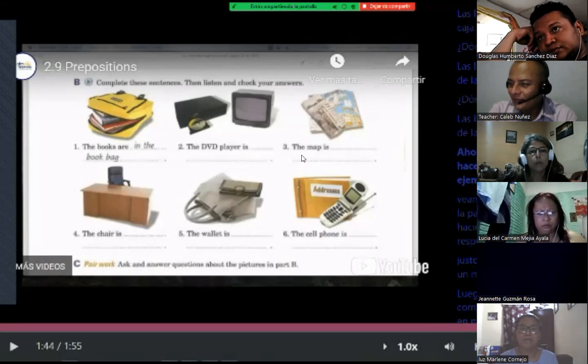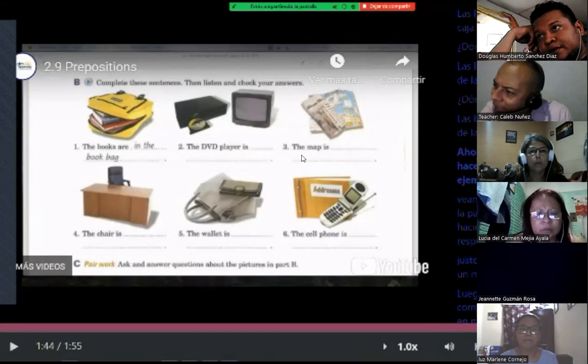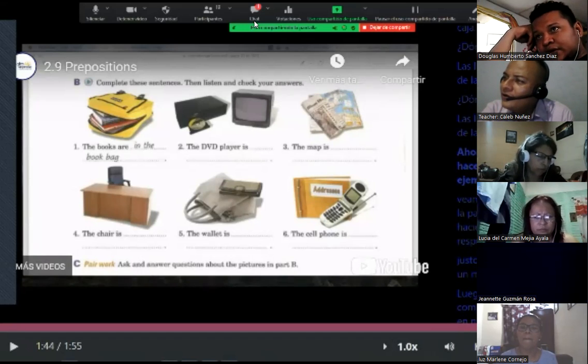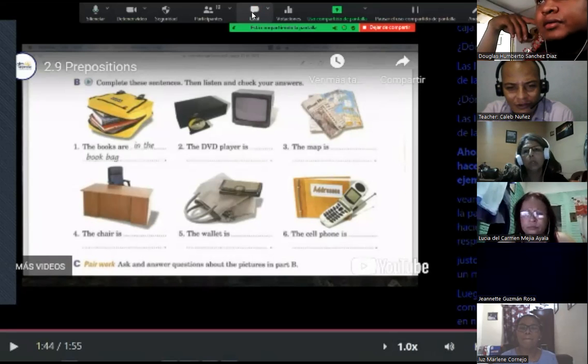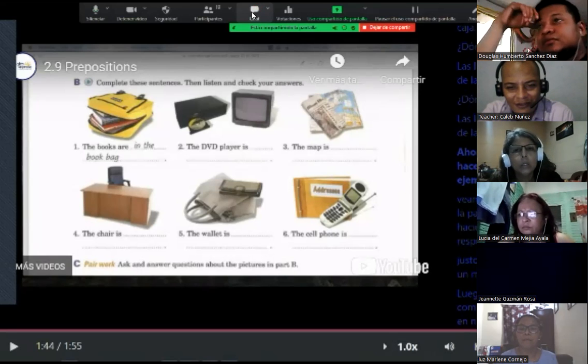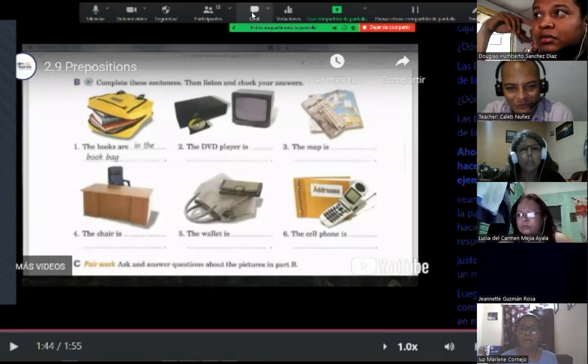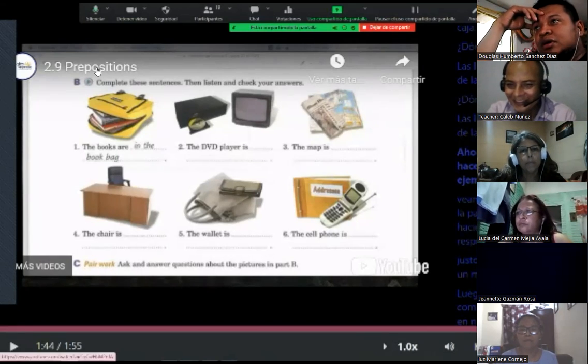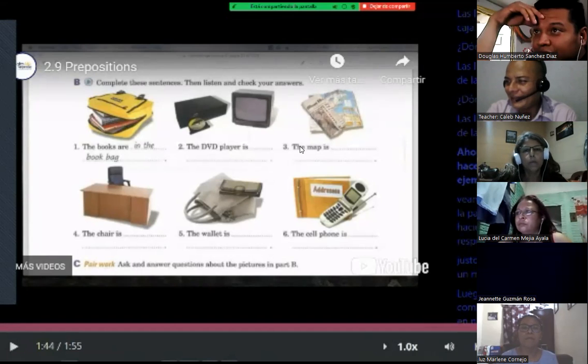All right. So are you able to see the map? The map is on. On the. On the. Oh my goodness, Oscar, you're really working. Great. On the news. Entonces sería the map is.